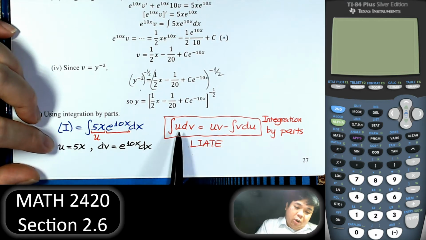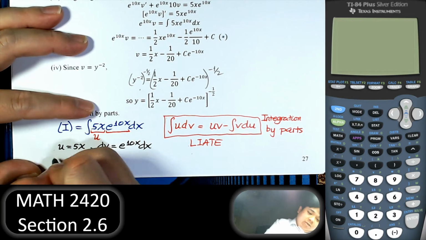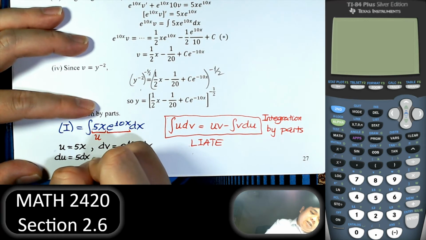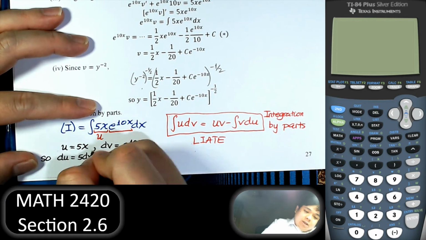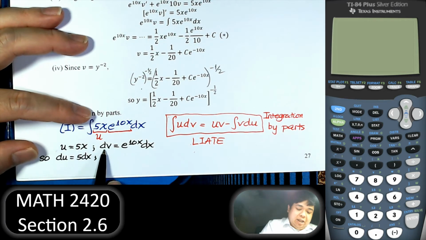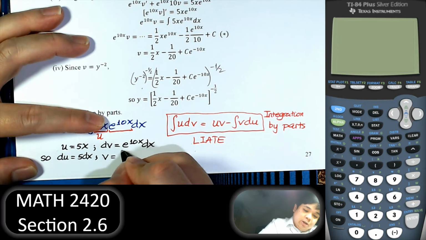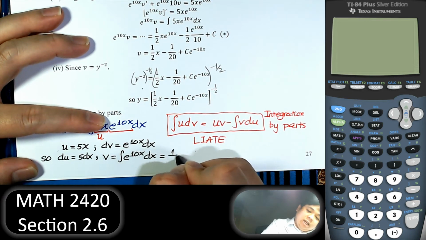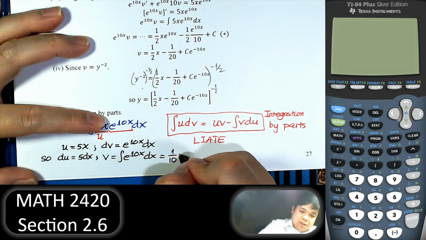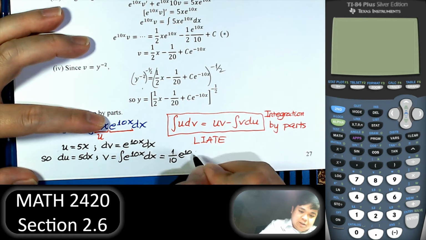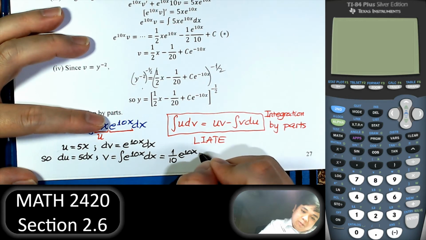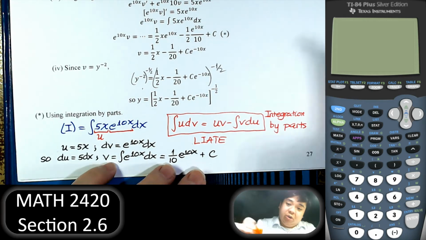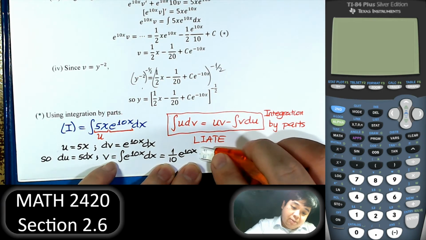In the formula we're going to have du, so we take the derivative: du is going to be 5 dx. And for dv, we integrate: v equal to the integral of e to the 10x dx, which is 1 over 10 e to the 10x plus c. Because it's integration by parts, we don't really need the plus c part.